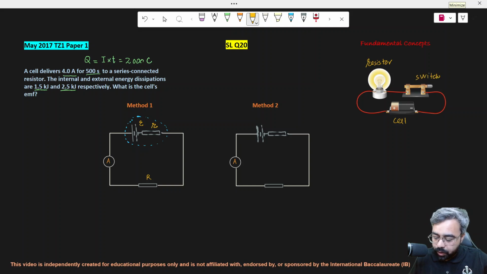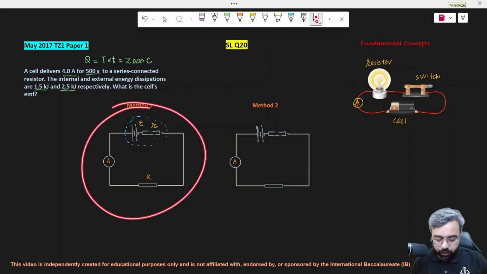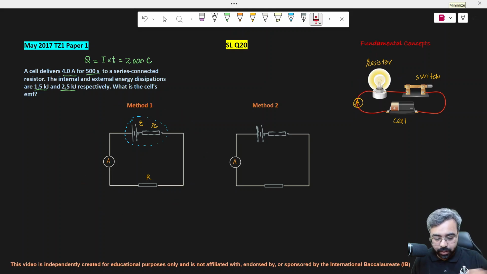So if you want to calculate the current, you can attach an ammeter in series, and if you want to find out the potential difference across the resistor, you have to attach a voltmeter in parallel. Anyway, this is our circuit. And how can you find the cell's EMF? We should first of all know what EMF means.